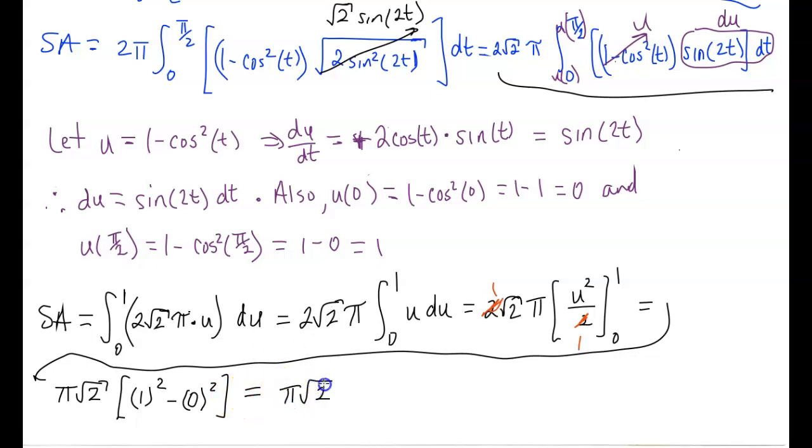So we see here that we have pi times square root of 2, and this would be in square units here. Okay. All right, so this is what our final answer ends up being.